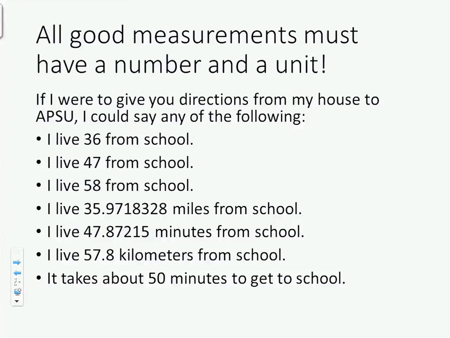All right, so let's look at these examples. The first three all seem to be pretty significant. If my car breaks down and I have to walk one extra mile, plus or minus in either direction, that could be pretty significant. It could make me pretty tired. These next three, like I live 35.9718328, all seem to be reporting extra numbers that may or may not have been measured accurately. So think about whenever you're given these directions, you have to think about how many digits you report.